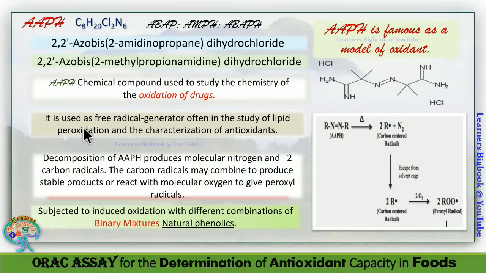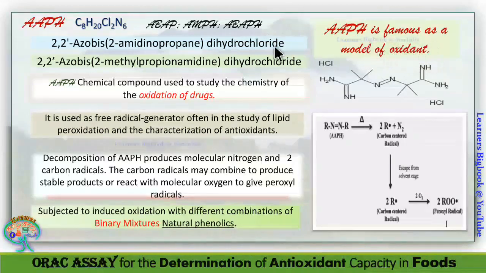So here, what is AAPH? AAPH is nothing but C8H20Cl2N6. It is also called ABAPH, and it is famous as a model oxidant. So it is not an antioxidant, it's the oxidant. So it is going to cause the oxidation.